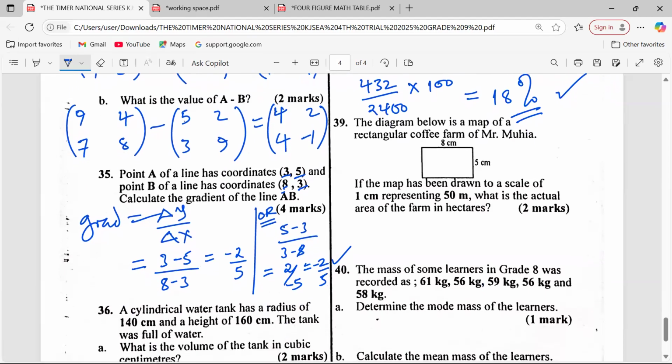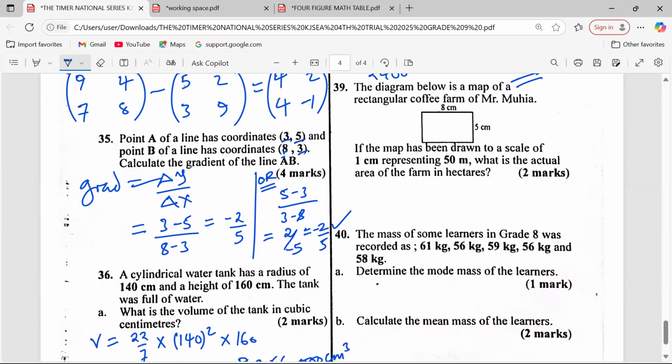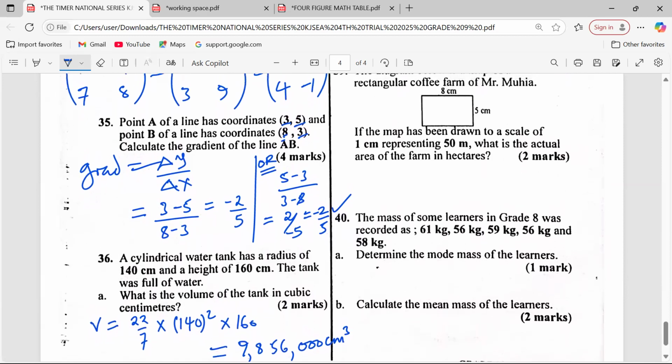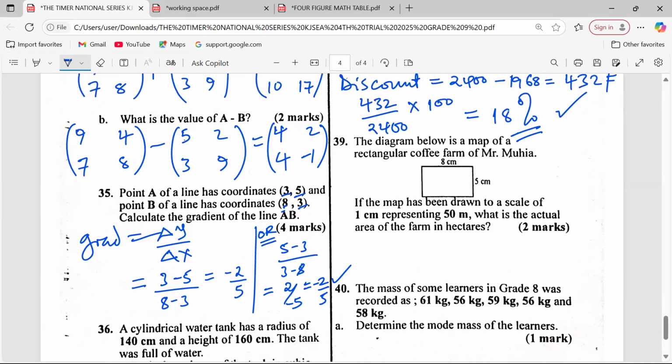Number 39. The diagram below is a map of a rectangular coffee farm of Mr. Moher. It's measuring 8 by 5 centimeters. If the map has been drawn to a scale of 1 centimeter representing 50 meters, what is the actual area of the farm in hectares?